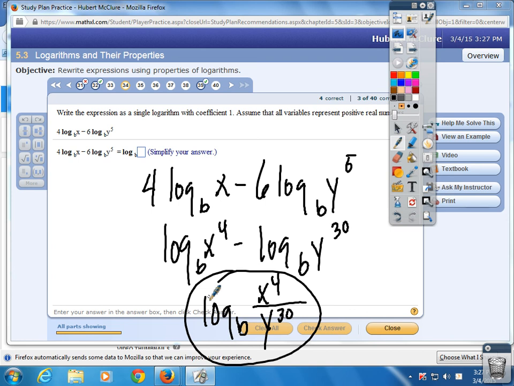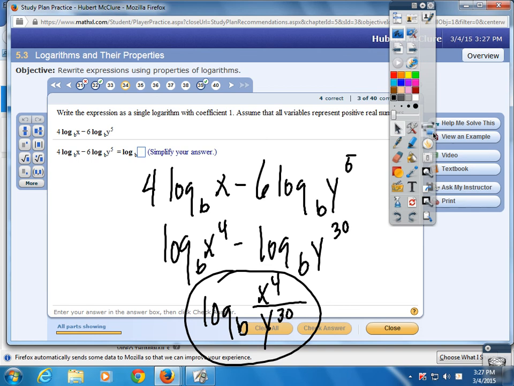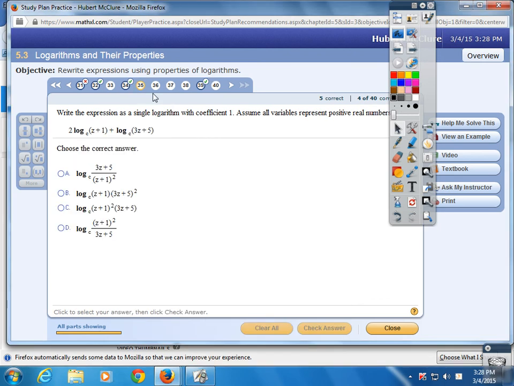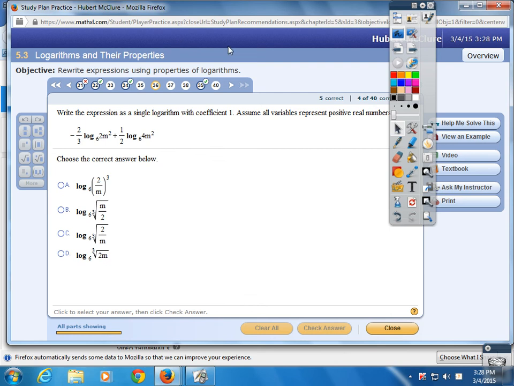And see, this one they want you to write the answer out. So this would be log base b of, I'm going to put parentheses, and then x to the 4th over y to the 30th, and then close parentheses. Next one. All right, try that one.